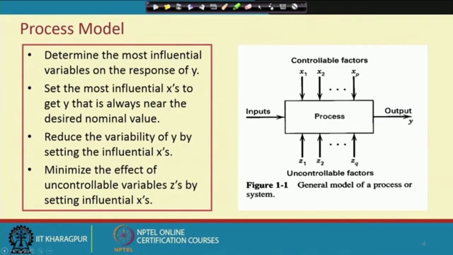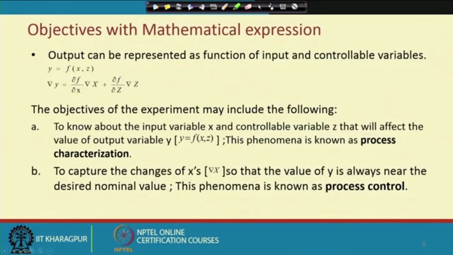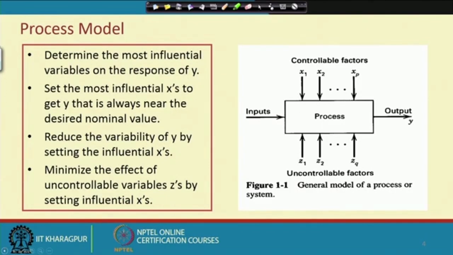So, the objective of experiment is to know four things. One is to determine the most influential variable, that is x, on the response y. Set the most influential x at some value or some range so that the y will always be at the nominal value. On the other hand, also set the controllable factor x in such a manner that y variability will be minimum. So, minimize the effect of z variable, or uncontrollable variable, on the output y.